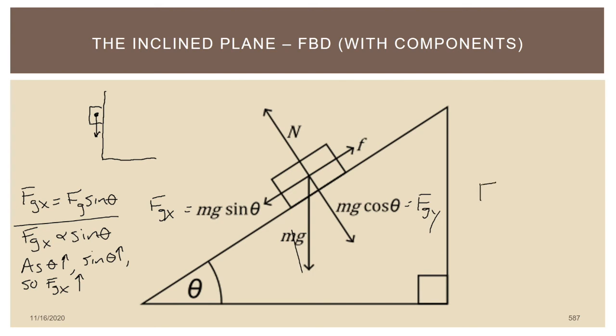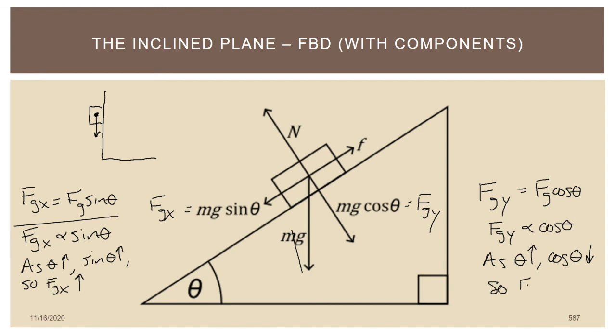Additionally, it should also make sense that FGY is the component that has the cosine in the equation, because that equation says FGY is directly proportional to the cosine of the angle. And you should know from the equation that as the angle increases, the cosine of the angle goes down. So that means FGY goes down.